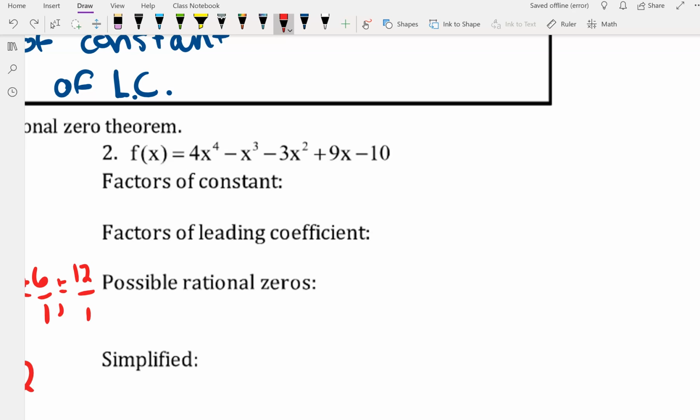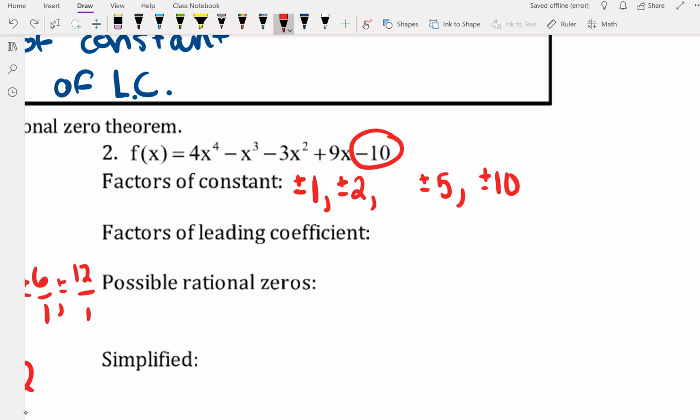We're going to do a list of all the factors of the constant term. So this is the constant term. Plus or minus 1 goes into everything, and 10. 1 times 10 is 10. Then I'll do plus or minus 2 and plus or minus 5. 3 doesn't go into 10. 4 doesn't go into 10. 5 does go into 10, but I already wrote 5. So I'm done. That's my completed list.